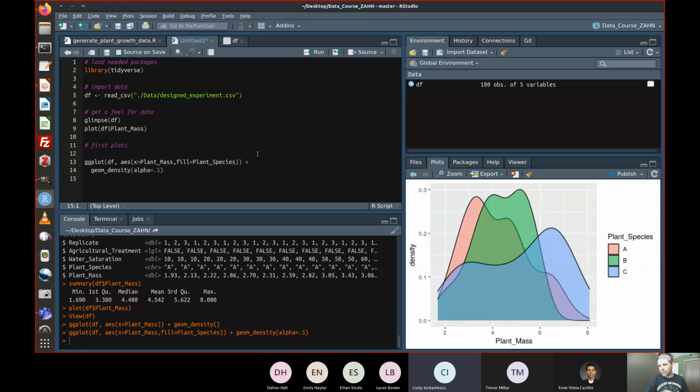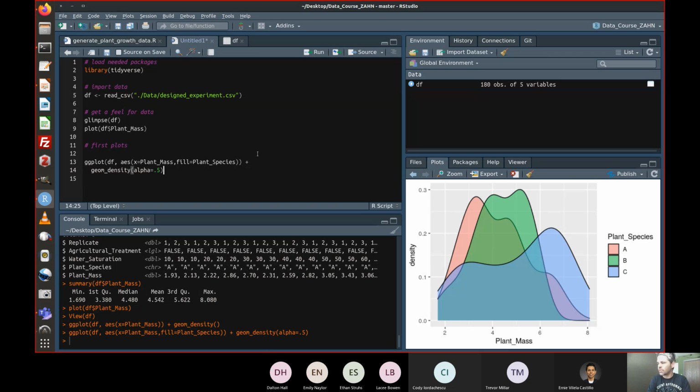Different plants have different distributions of plant mass. Okay, so just by visualizing it, we get that. I'm not certain at this point, but I'm guessing that plant A and B basically are not too different from each other. And plant C looks a bit different. It seems to be bigger overall.